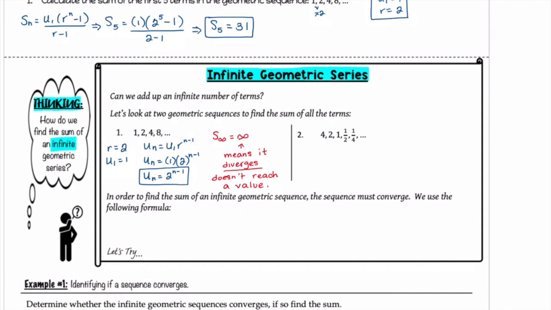Alright, let's look at the second sequence. In this sequence, I'm going to start off the same way. I'm going to find the nth term rule. And here is the rule. We have 4 times 1/2 raised to the n minus 1. I am going to do the same thing I did before. I'm going to graph this.